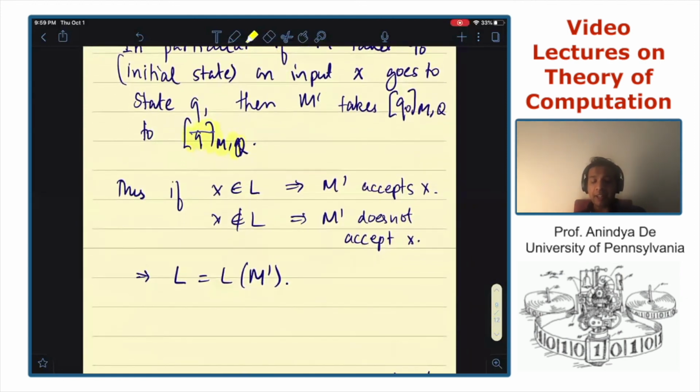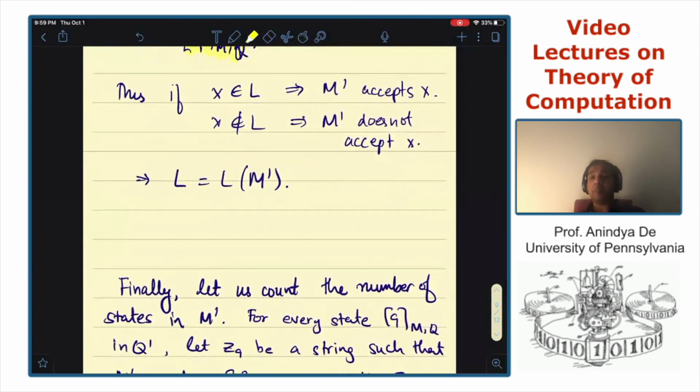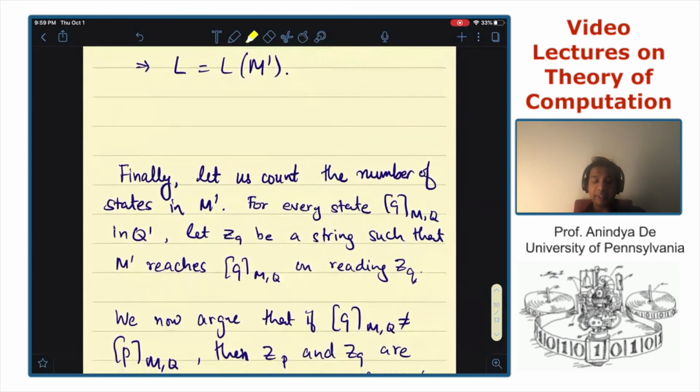So thus you get that if X is in L, then M prime accepts X. If X is not in L, M prime does not accept X, thus showing that L equals L of M prime. So by this, given any DFA M, we have constructed a different DFA M prime which accepts the same language as M. So only one thing remains to be shown: that this has as few equivalence classes as any DFA computing L of M. How do we show that?